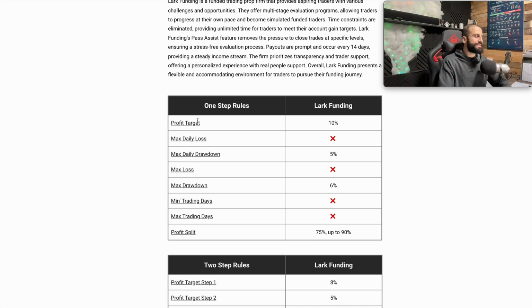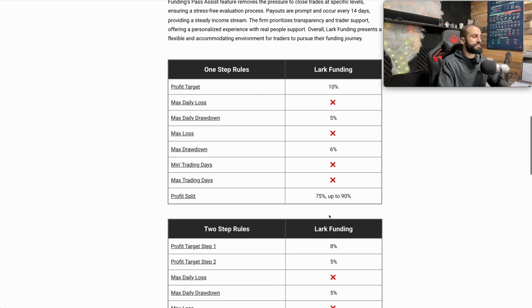If you would like to get the one-step evaluation, the profit target is 10%, but you cannot hit the max daily drawdown of 5% or the maximum drawdown of 6%. The maximum daily drawdown and the maximum drawdown are very tight, so check that out. For minimum trading days or maximum trading days, there is no such thing. And the profit split is 75% up to 90%, depending on how many payouts you got.